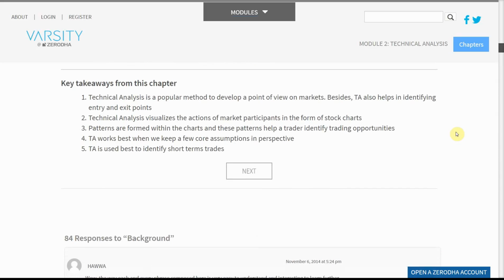Key takeaways from this chapter. Technical analysis is a popular method to develop a point of view on markets. Besides, TA also helps in identifying entry and exit points. Technical analysis visualizes the actions of market participants in the form of stock charts. Patterns are formed within the charts, and these patterns help a trader identify trading opportunities. TA works best when we keep a few core assumptions in perspective. TA is used best to identify short-term trades.